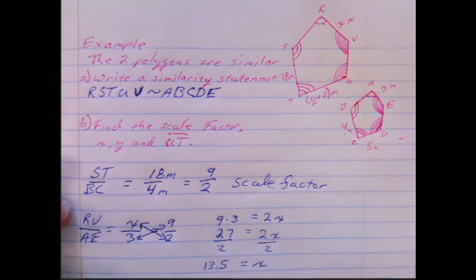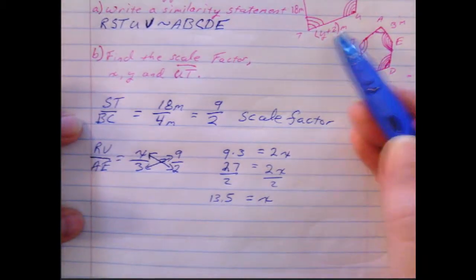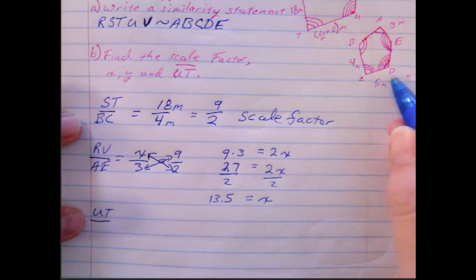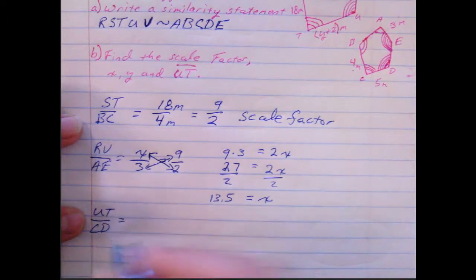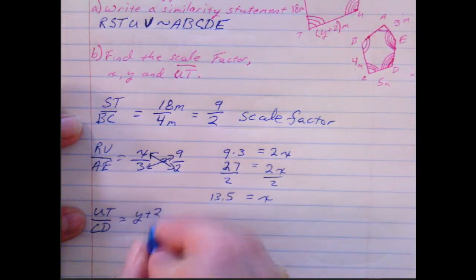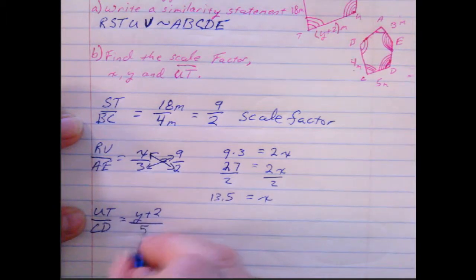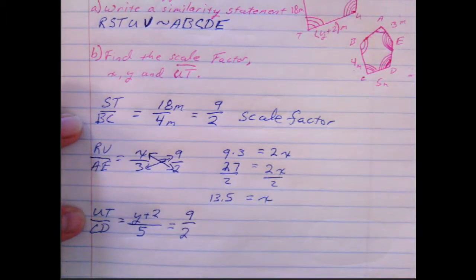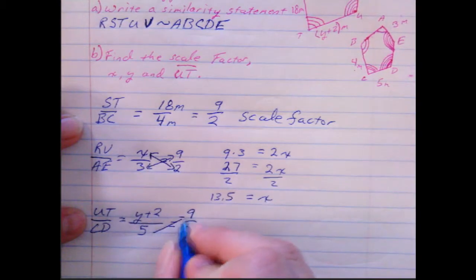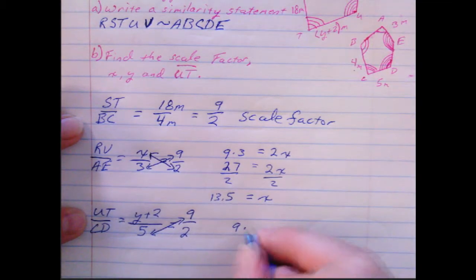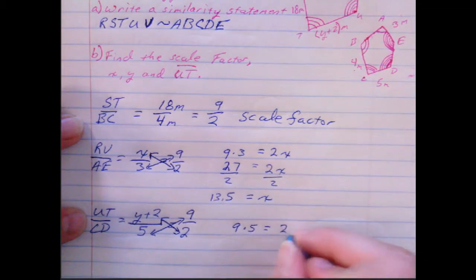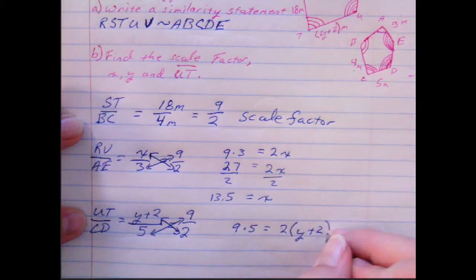Alright, so let's try the same thing for y. I'm going to slide down a little bit here. y is here at UT, so I have UT over, the corresponding side is CD. UT says y plus 2, and CD says 5. And we know that has to equal our scale factor, which is 9 over 2. Now I'm going to do my cross multiplying. So I have 9 times 5 equals, cross the other way, 2 times the y plus 2.